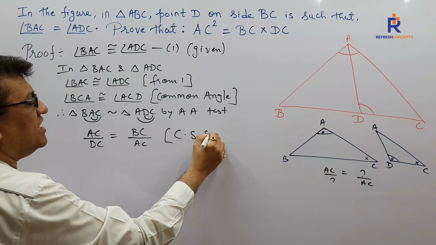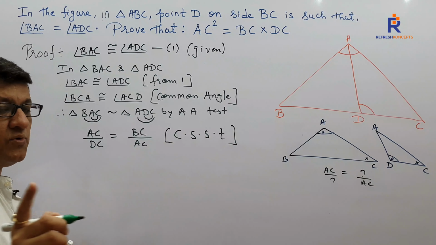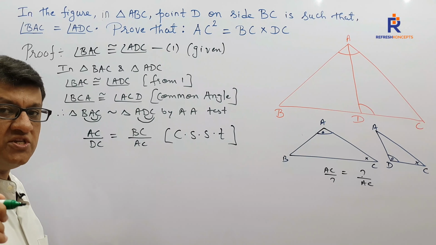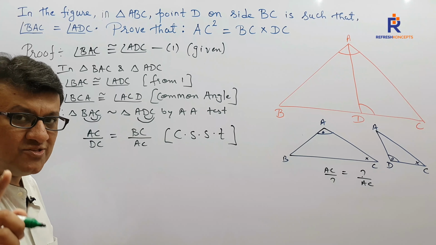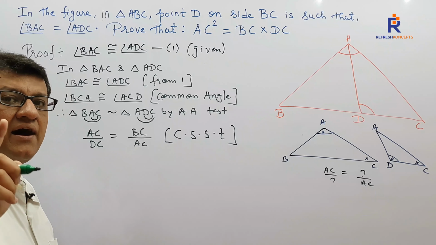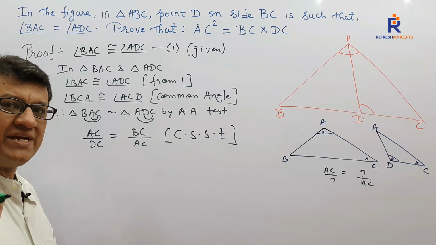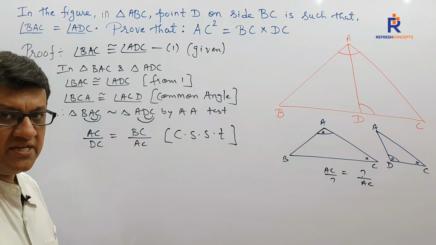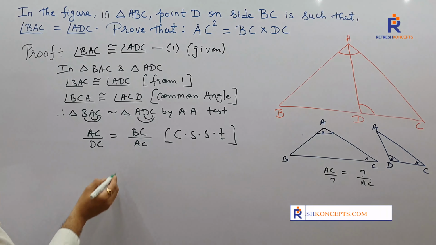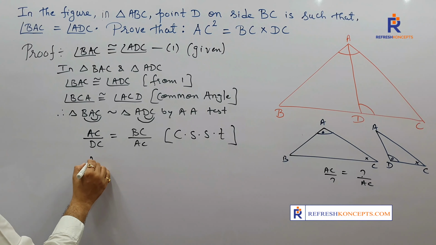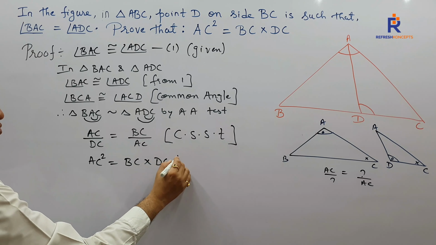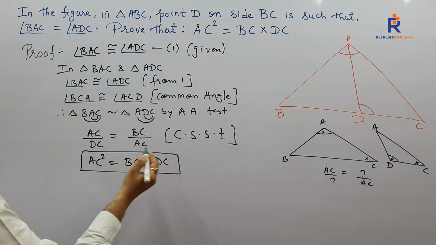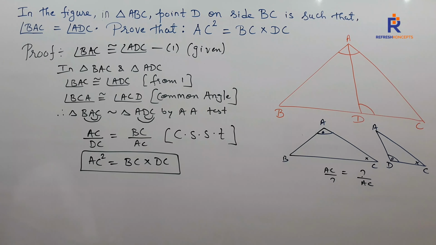Mind you, I have told you earlier also, right now also I'm saying, once again giving you a word of caution. You are not supposed to write down CSST as a shortcut. You are supposed to write down corresponding sides of similar triangles are in proportion. Even if you don't write down 'are in proportion', just write it down, right? CSST. Next what? Cross multiplying. AC square is BC into DC. That's it. We are done with our sum.